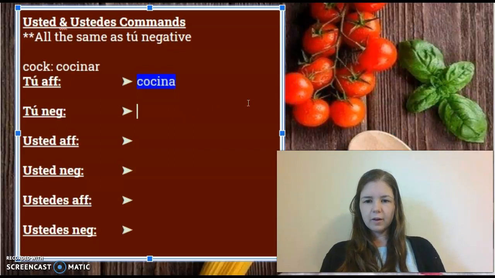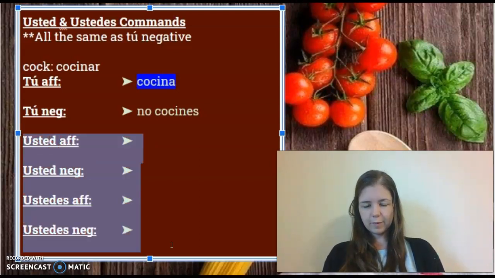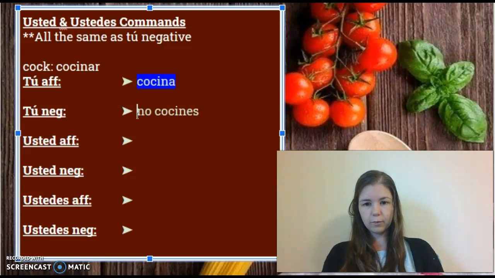So my tú negative, that was one where I take my yo form, cocino, drop the o, my opposite ending would be es for my tú form, and I have no cocines. Usted affirmative, like I said, all these usted and ustedes commands are basically going to be the same thing as my tú negative ones. So I'm going to have my yo form, cocino, on all of them, drop the o.